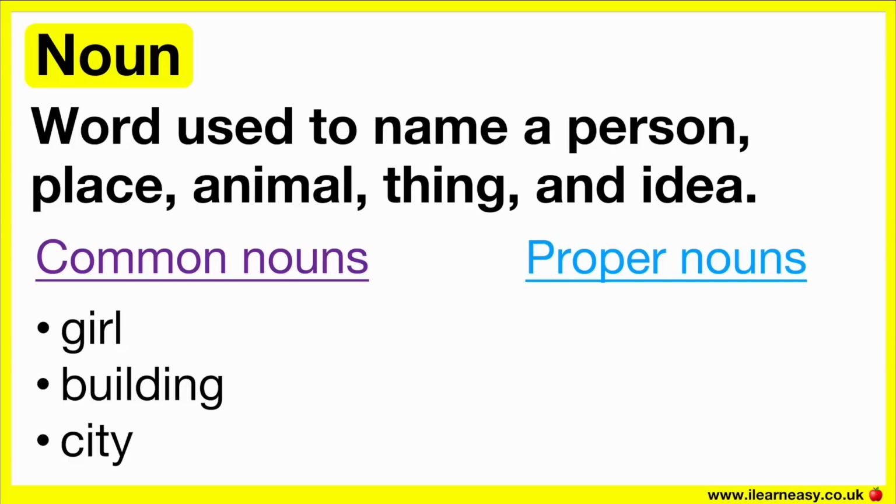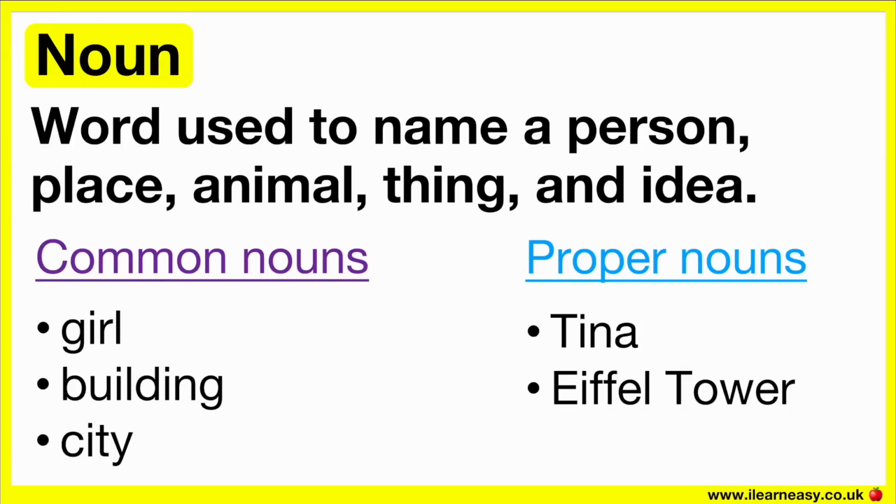Proper nouns refer to more specific things that are unique or individual. For example, Tina. This is the name of a girl. Eiffel Tower. This is the name of a building. London. This is the name of a city. Proper nouns begin with capital letters.